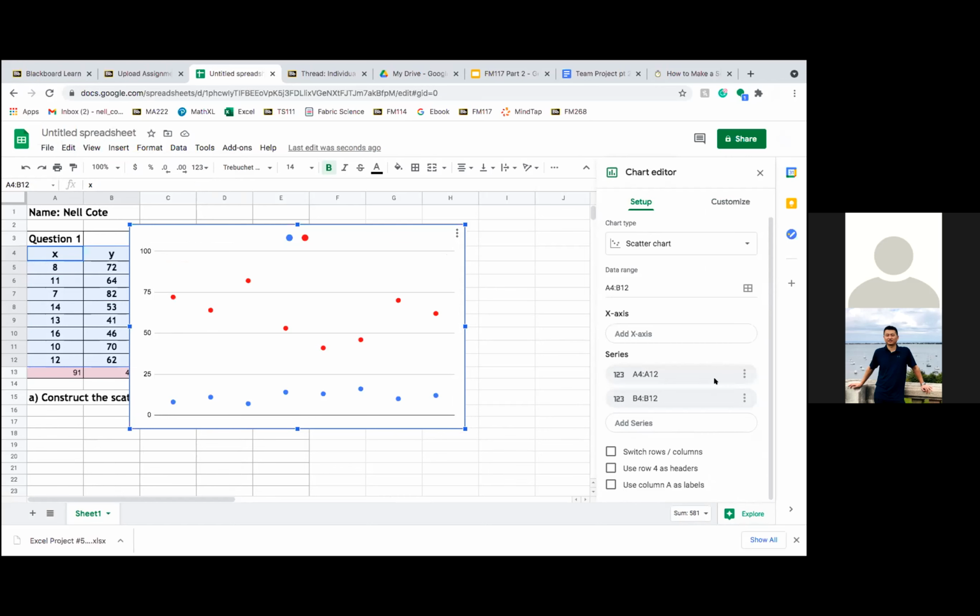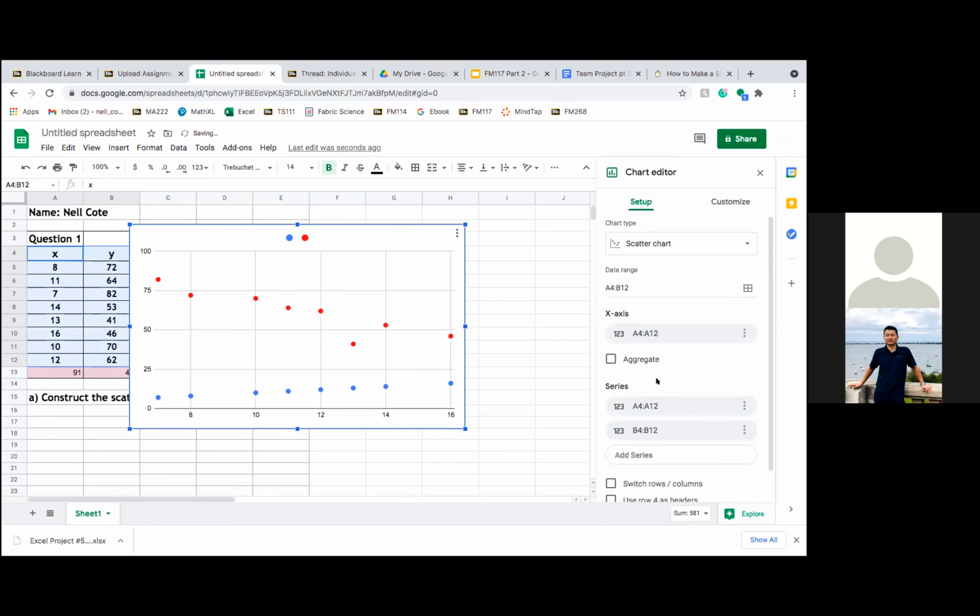On the first series, A4 to A12. That's good. X-axis, add X-axis. Click on add X-axis. Yes, it should be A4 to A12. Good. Here you go. Is this what it's supposed to look like?